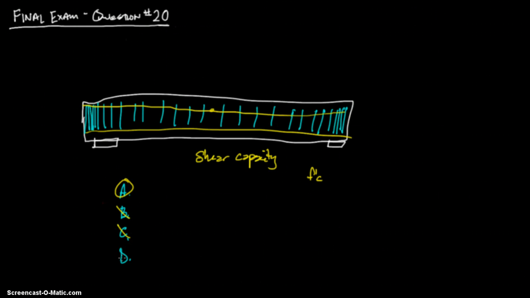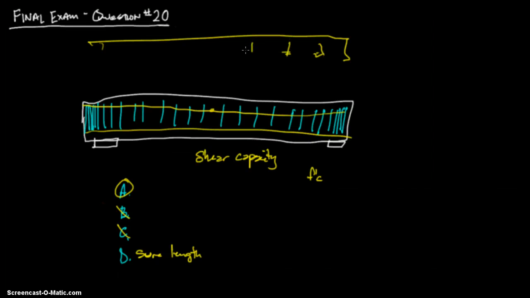D, the span length of the beam. And this could be a trick. Once you look at that, you could say, well, sure, the length of the beam is going to affect how much shear you have. The longer the beam, it should have more shear, right? You have more load. For instance, if you have a distributed load, typically wL over 2 equals V.